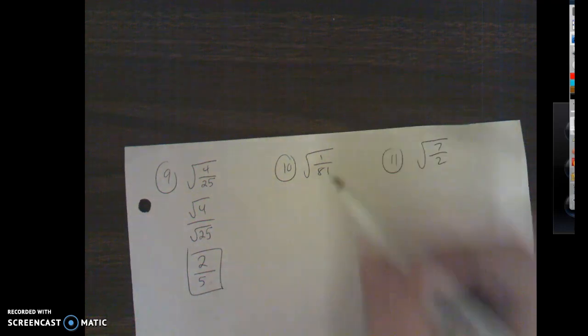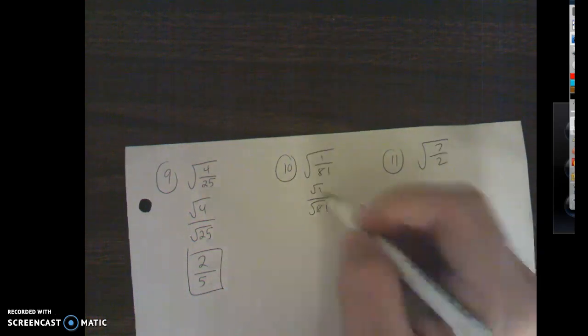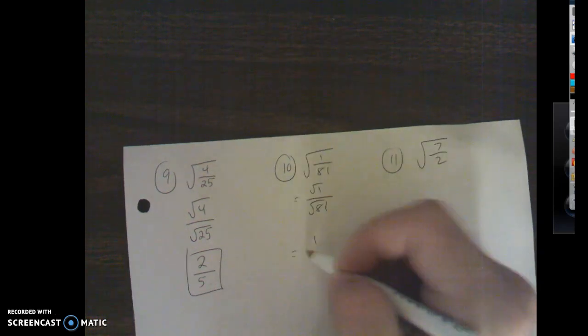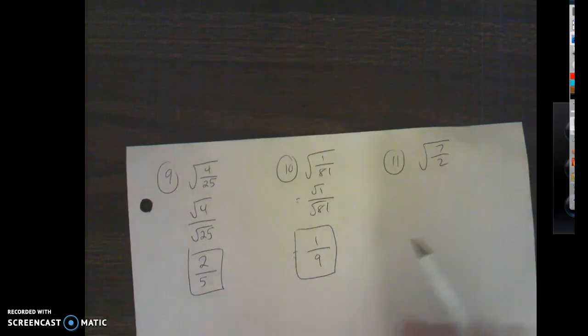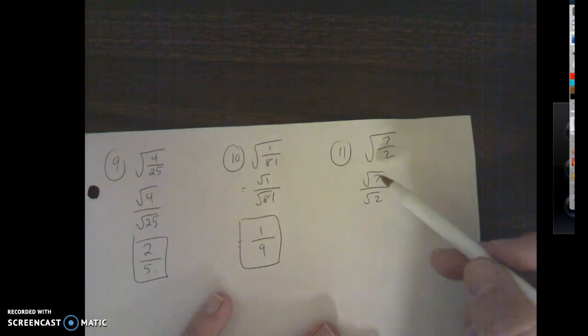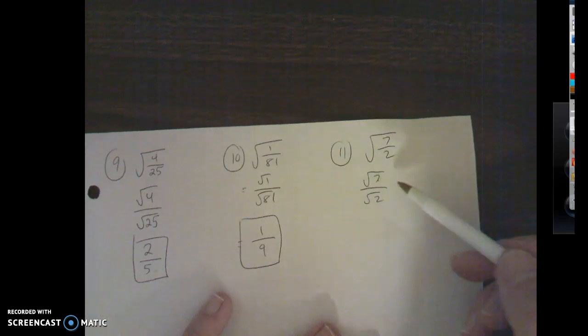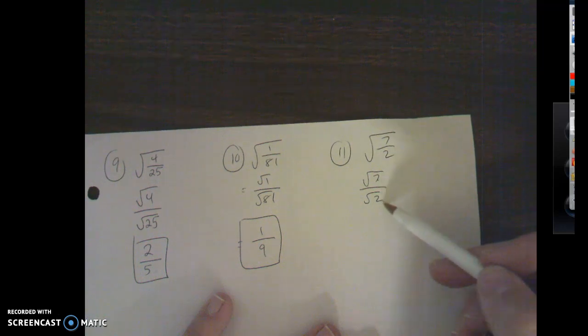Okay? Here, root 1 over root 81. What's the square root of 1? 1. What's the square root of 81? 9. 1/9. Do I have a square root down there? No. Okay, we're done there. Now, here is where I run into a little bit of difficulty. I have a square root of 7 up top. That's fine. I can't break that down, but I really don't care about it. This I do. You cannot have a square root in your denominator.